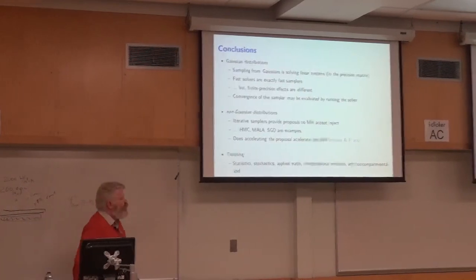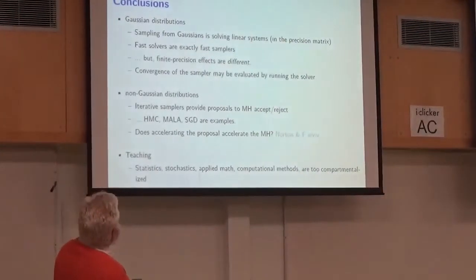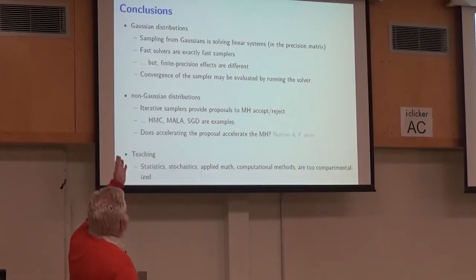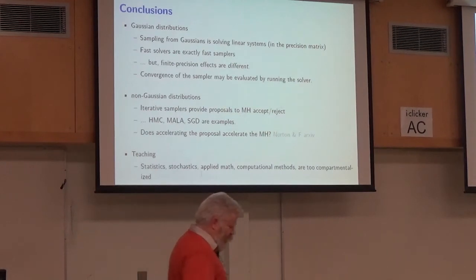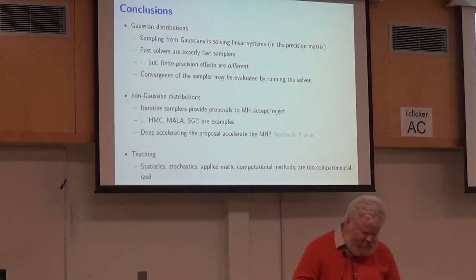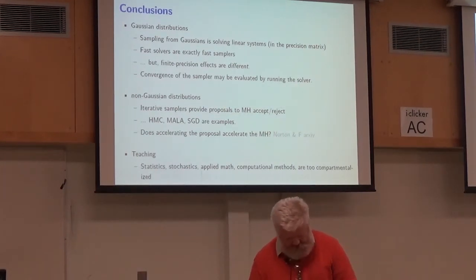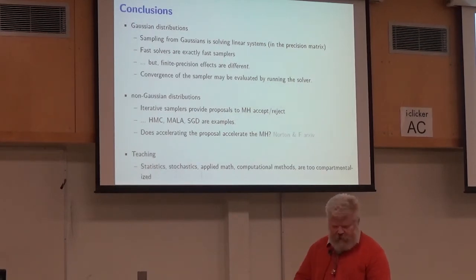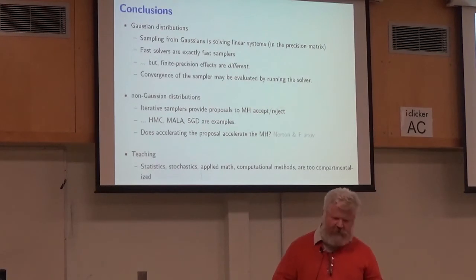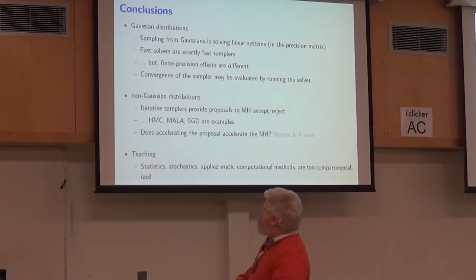Okay, well I think that's really all I should say. We're running out of time. More than I need to say. Maybe the only thing I really want to say is this thing that if you want to sample Gaussian distributions, then sampling Gaussian distributions is exactly solving linear equations. And indeed the rates of convergence are the same, so fast solvers are fast samplers. Okay, so that's the first thing to say.